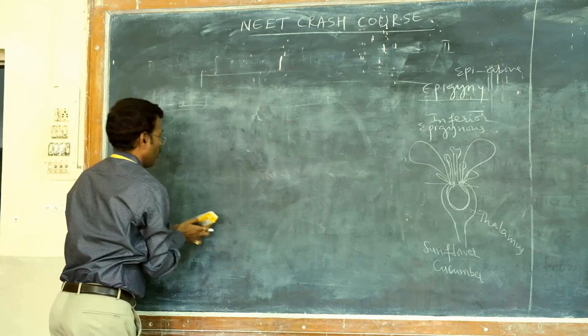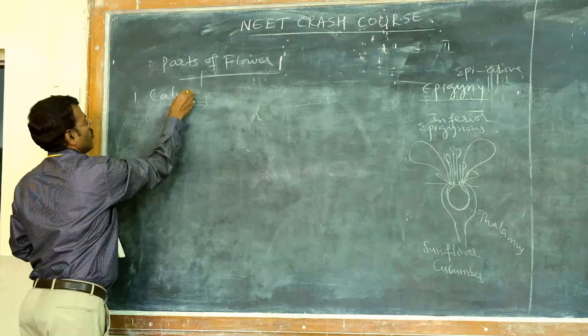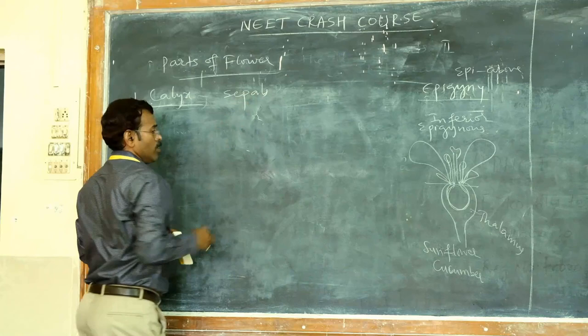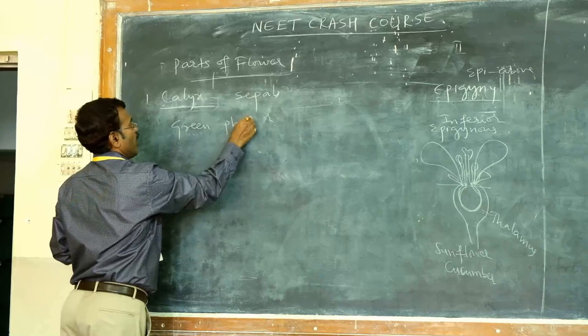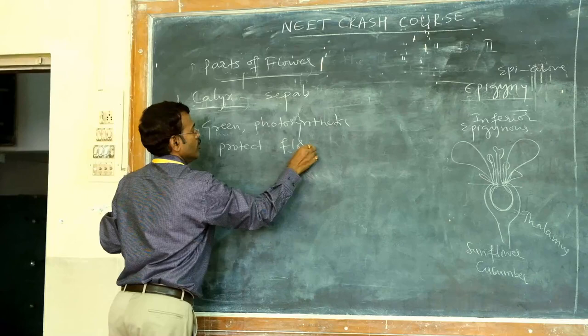Parts of the flower. The first part you know is the calyx. Calyx is made up of sepals. The sepals are usually green, photosynthetic. This calyx will protect the floral bud.